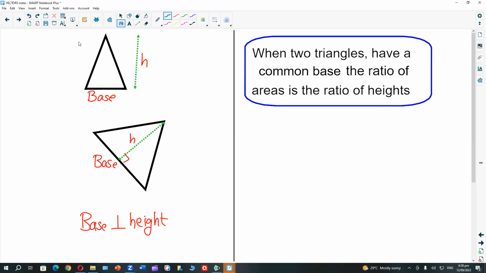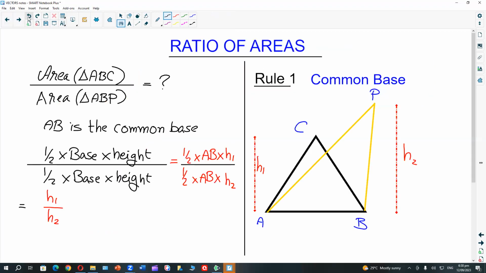Remember, in the triangle, it's necessary that base and height are mutually perpendicular. It is necessary that base and height are always perpendicular. Now, this tricky concept is here. You have to copy this screen. I'm just coming, copy this screen.